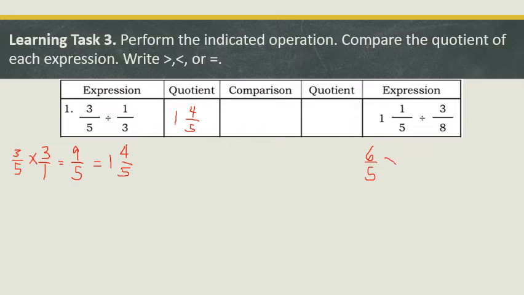Then, yung division, gagawing multiplication. Yung 3/8 i-reciprocal, magiging 8/3. So, 6 times 8 is 48. 5 times 3 is 15. So, ito po ay pwedeng i-divide sa 3. So, 48 divided by 3 is 16. 15 divided by 3 is 5. Ang 16/5, kapag ginawa nating mixed number, ay magiging 3 and 1/5.